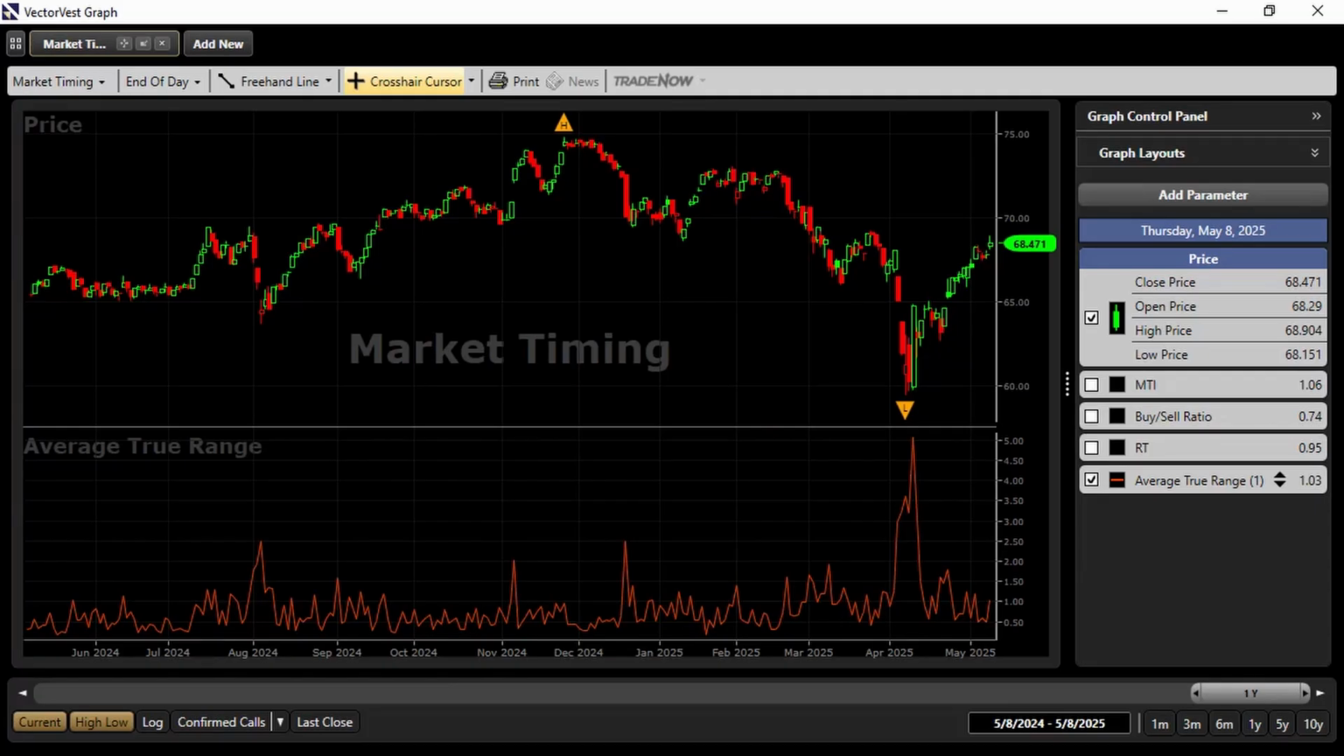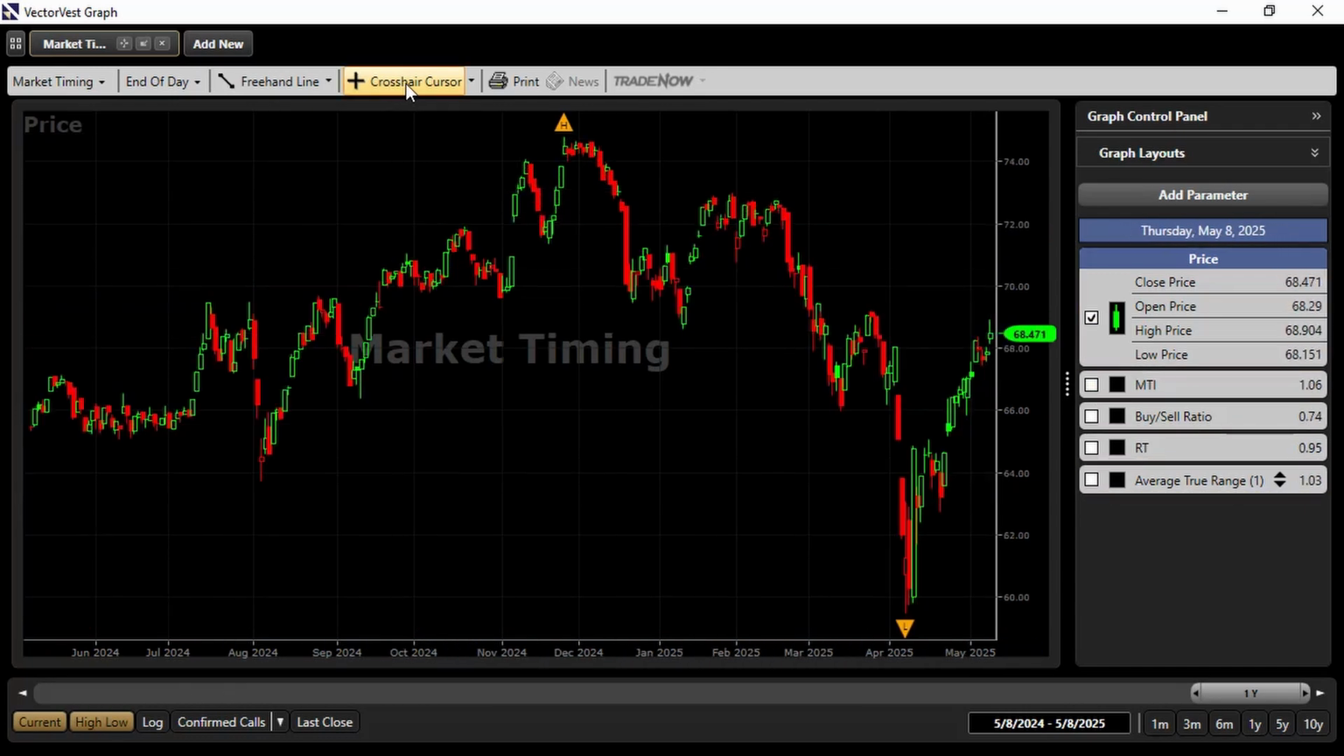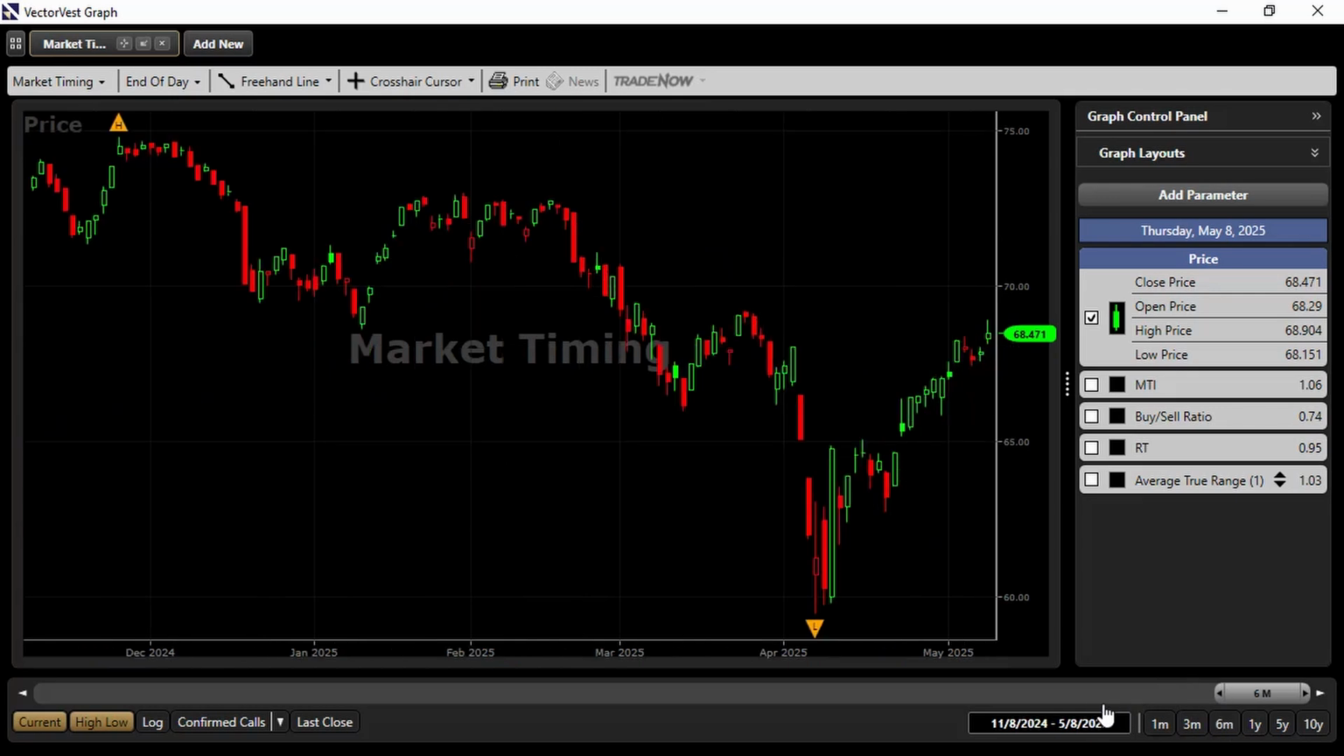So on our graph, let's take off the average true range indicator here. Take off my crosshairs as well. And let's zoom in a little bit to the 6-month time frame so we can see a little more clarity. So this is that same market peak, the high that we talked about back here at the end of November, and the ensuing correction right up into today's current market.